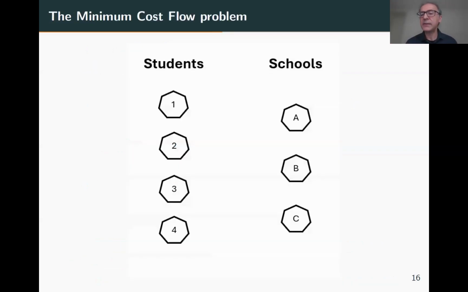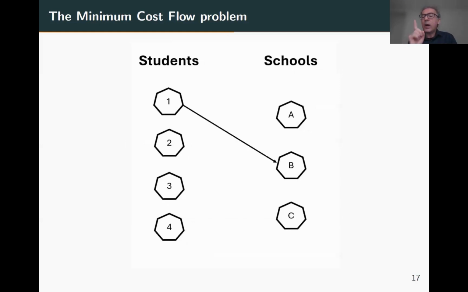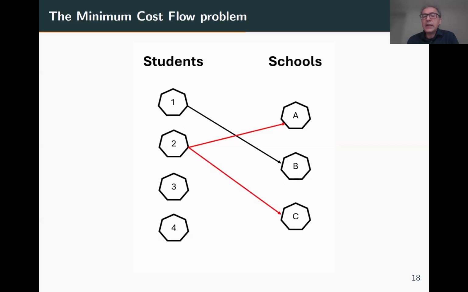How am I going to do that? What's my optimization problem? Here's the optimization problem. I'm going to now put students and schools into vertices. On the left-hand side, I have students. On the right-hand side, I have schools. For each student now, given a cutoff R, I know their admissible schools. Student 1 has only one admissible school, B. I'm going to draw an arrow from 1 to B. Student 2 has two schools in his admissible set. I'm going to draw an arrow to each of those schools, A and C.